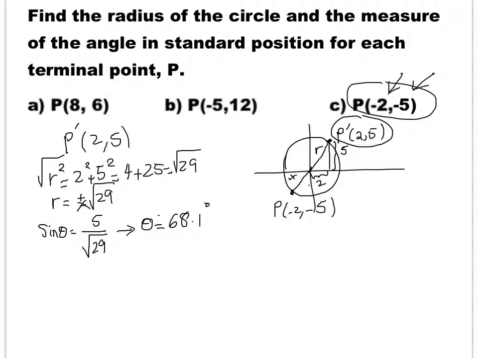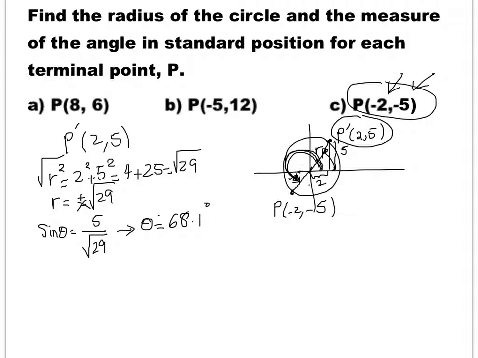Now, I need this angle. This is the one that I want because it's positive. Which angle do you want? The angle that I showed here. This is the angle with the positive x-axis, going counterclockwise. You want that angle, this one? Yeah. Okay. Now, to find this angle, I know the reference angle is going to be 68.1.